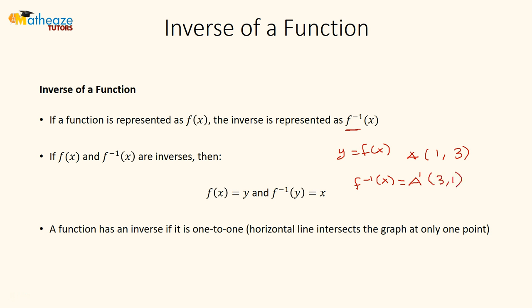What that means is that the domain of your function becomes the range of the inverse, and the range of your function becomes the domain of the inverse. And the function has an inverse if it is one-to-one. So if I draw a horizontal line, it must intersect the graph at only one point. That's what it means to have a one-to-one relationship on the function.